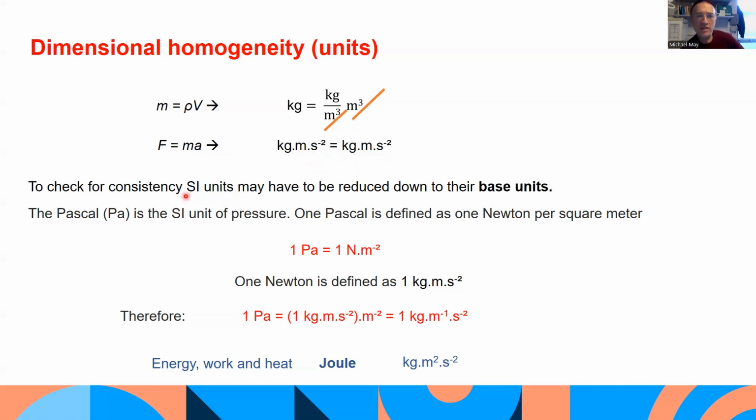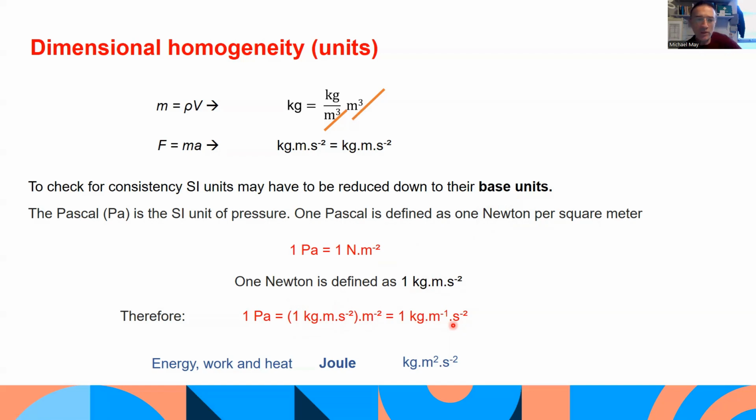Now, to check for consistency, the SI units may have to be reduced down to their base units. And what that means is the SI unit for the Pascal, the unit of pressure, for example, is defined as 1 Newton per square meter. But 1 Newton is defined as 1 kilogram meter per second squared. So when we put that in for the Newton, we can see that the equation, the units are expressed like this. We can cancel one of the meters there, and the Pascal equals kilogram per meter per second squared.